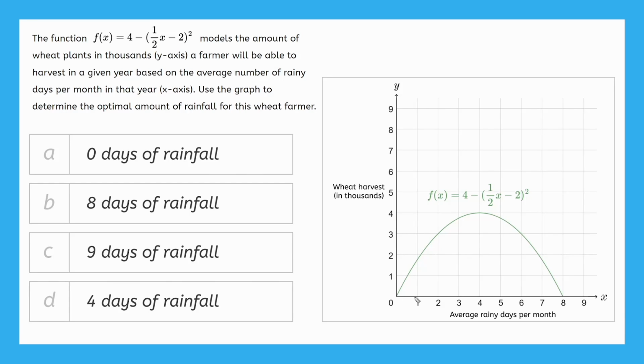So what is the x value for the highest point? I think we can quickly spot that the point here is roughly where this little dot is. And the x value for this point is 4. So that tells us that 4 is the ideal average rainy days per month for this wheat farmer. And so going through our answers, we see that D is the correct answer.